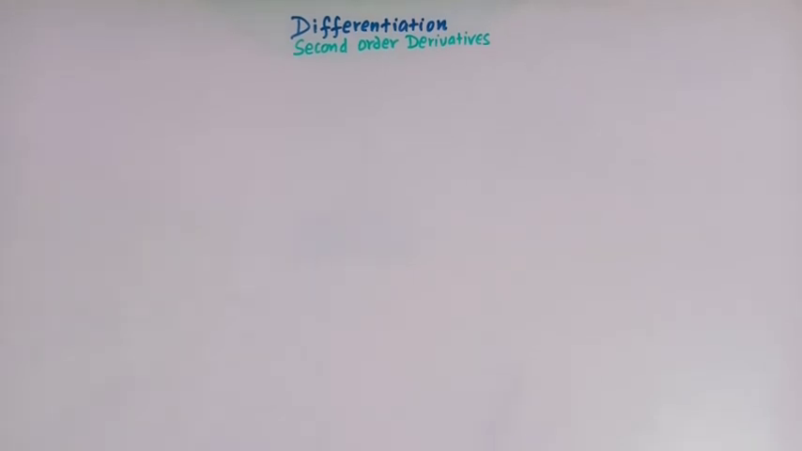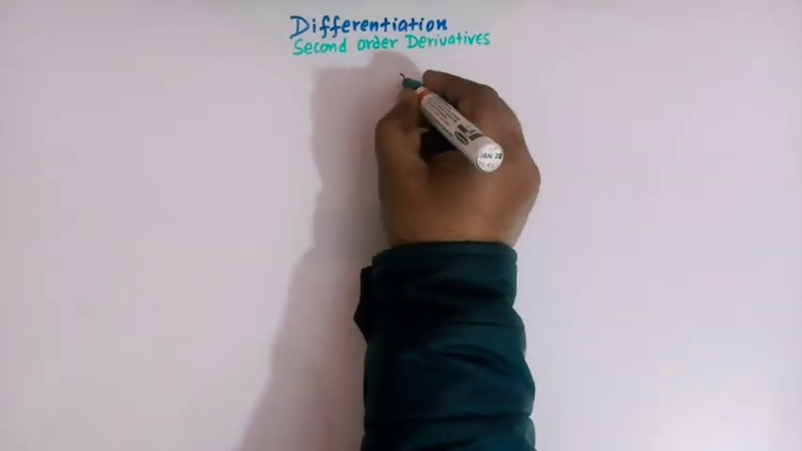Hello viewers, in today's class we are going to discuss some important problems from differentiation, right? Here the derivative, that is dy over dx, and the second order derivative, which is d2y over dx2, are both involved. So here we'll solve four problems based on the first derivative and second derivative, right?